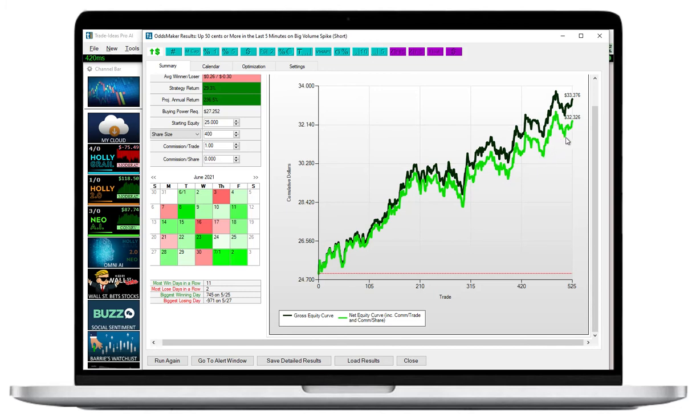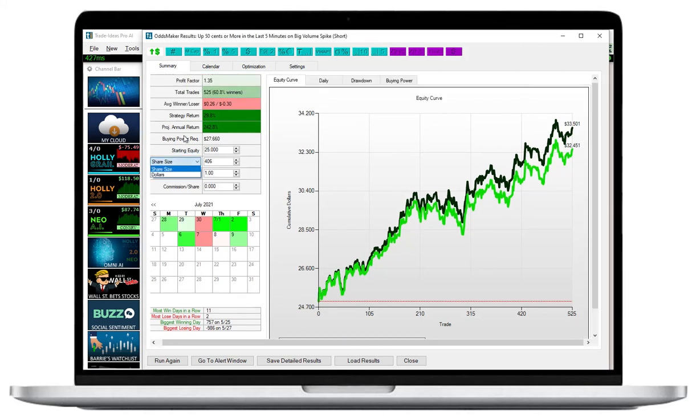This curve also makes it easy to see the effects that commissions have on the strategy. The lighter green curve shows the net equity including commissions, the darker green curve shows the gross equity. Whenever you adjust your starting equity, the position size, or the commission, the equity curve will adjust accordingly.